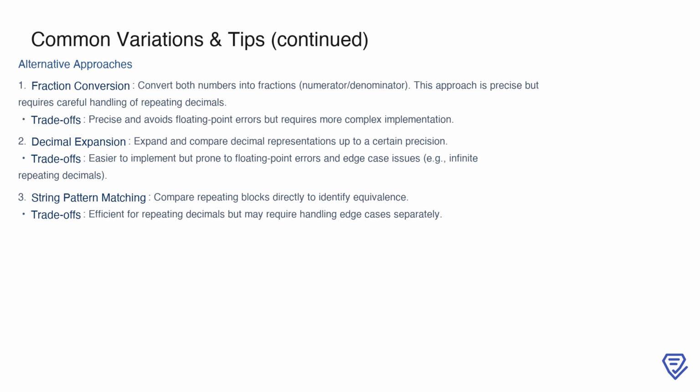Another option is decimal expansion, where you expand the numbers to a certain precision and compare their decimal representations. While this approach is simpler to implement, it's more prone to floating point errors and may struggle with edge cases, such as infinite repeating decimals. A third approach involves string pattern matching, where you directly compare the repeating blocks of the decimals to determine equivalence. This can be efficient for repeating decimals, but it often requires additional logic to handle non-repeating cases or other edge scenarios. Each of these methods has its own trade-offs, so it's important to choose the one that aligns best with the problem's constraints and your implementation strategy.